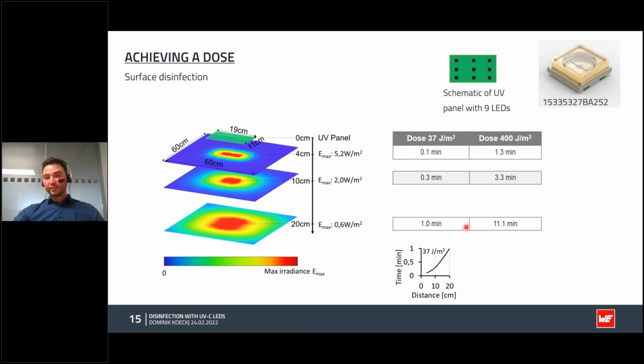On the other hand, if you want to achieve water disinfection with 400 joules per square meter, this is much harder to achieve. You'll need a much longer time to achieve this dose to have safe drinking water. Here it's already 1 minute, and at 20 centimeters it's already 11 minutes.